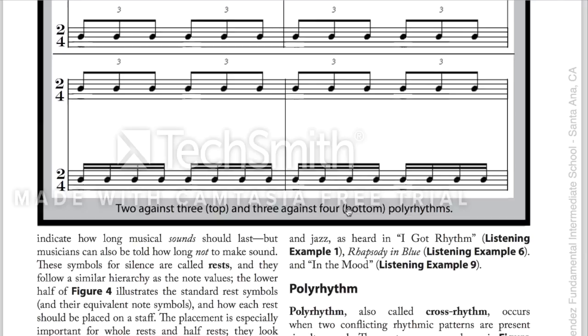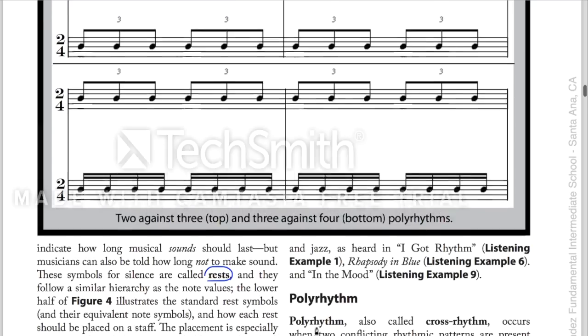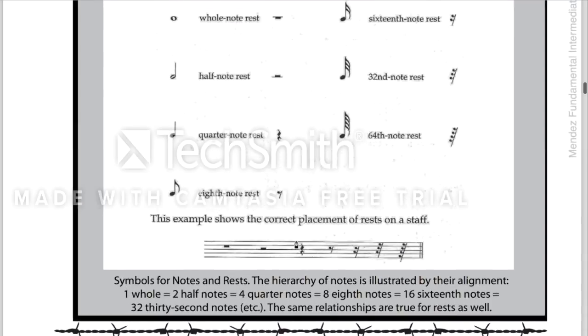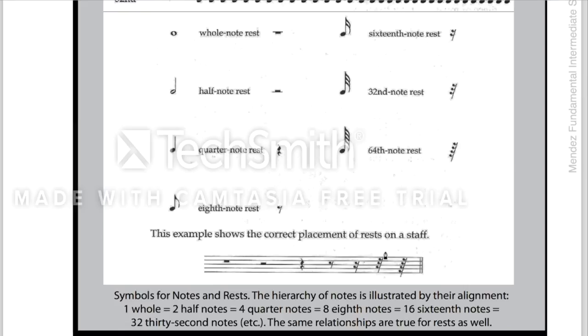The note symbols indicate how long musical sound should last, but musicians can also be told how long not to make sound. These symbols for silence are called rests. So anytime you're not supposed to be playing. And they follow a similar hierarchy as the note values. The lower half of figure 4 illustrates the standard rest symbols and their equivalent note symbols and how each rest should be placed on a staff. The placement is especially important for a whole rest and half rest. They look identical otherwise. So once again, here we go. Okay, so we have the dots, we have the rests, okay?